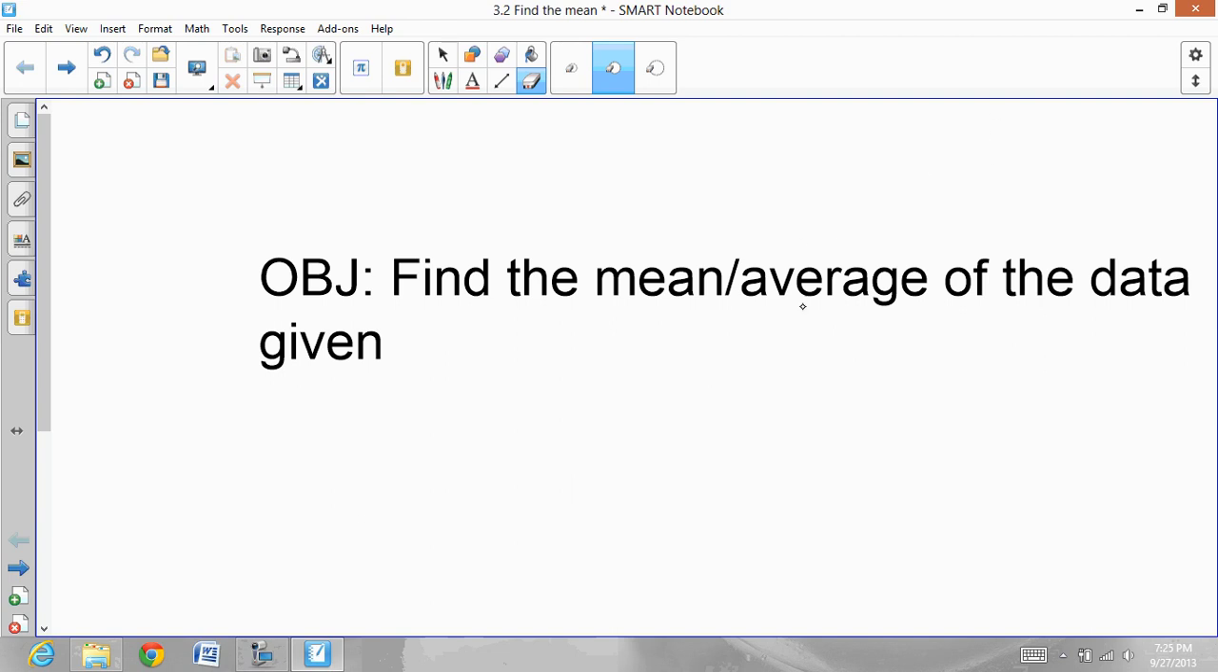You will find the mean or average of the data given. That is the objective for this lesson, which is 3.2, finding the mean.